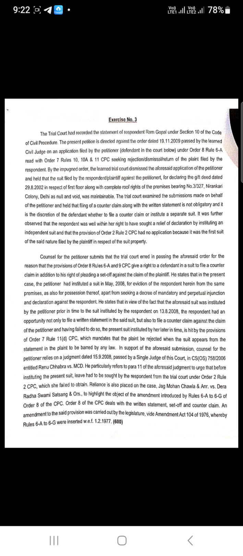of the plaintiff. Stop. He states that in the present case the petitioner had instituted a suit in May 2008 for eviction of the respondent herein from the same premises as also for possession thereof, apart from seeking a decree of mandatory and perpetual injunction and declaration against the respondent.